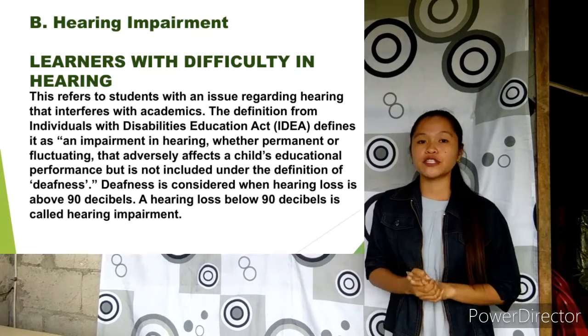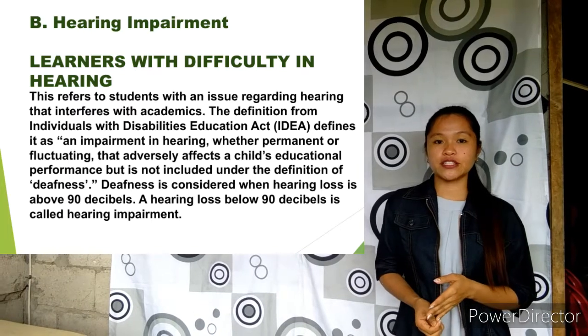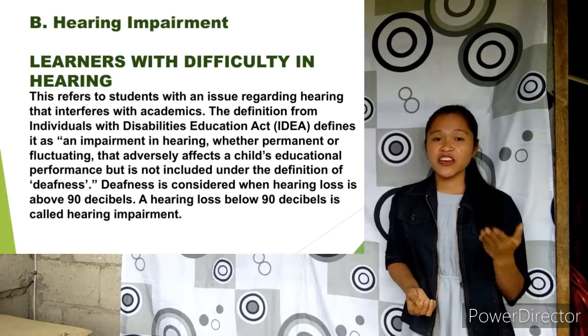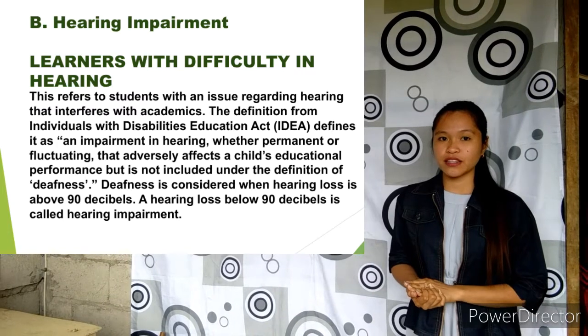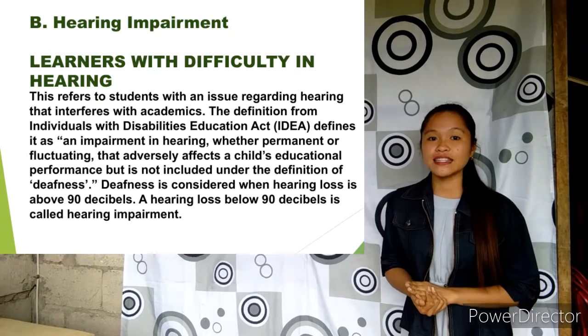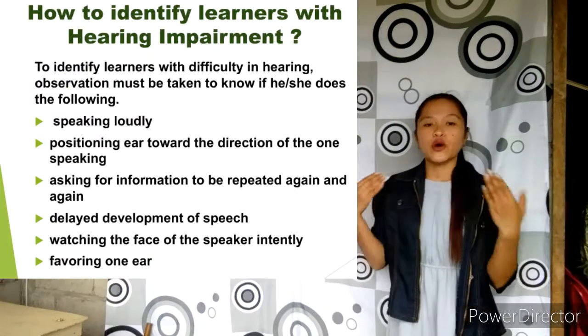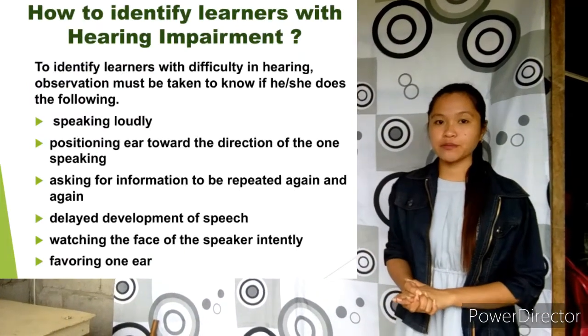So we're done discussing how to identify and how to handle learners with difficulty in seeing. So let's move on to hearing impairments. Learners with difficulty in hearing refers to students with an issue regarding hearing that interferes with their academic performance. Deafness is different from hearing impairment because deafness is considered when hearing loss is above 90 decibels, whereas hearing impairment is below 90 decibels.